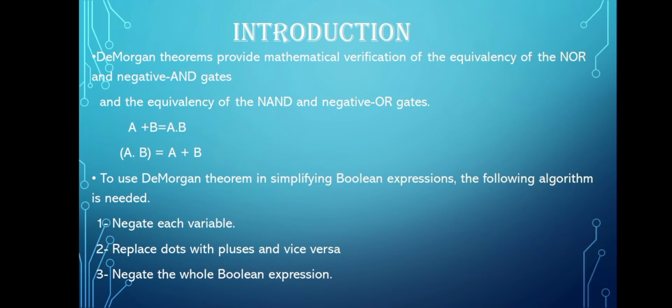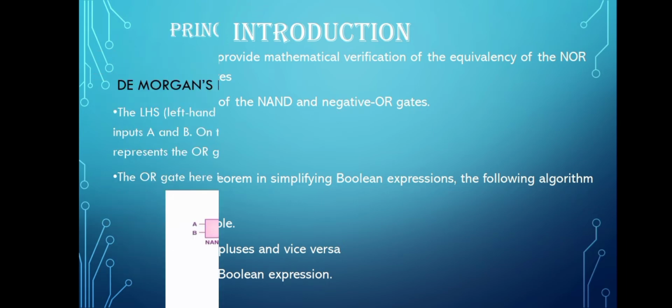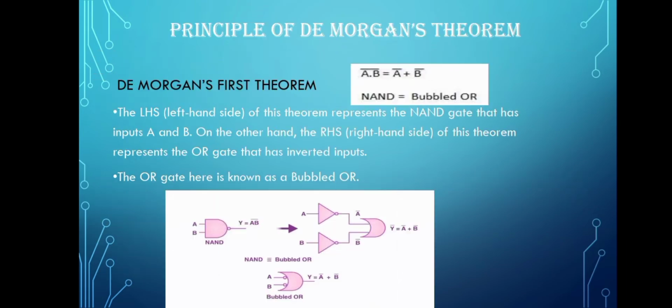To use De Morgan's theorem in simplifying a Boolean expression, the following algorithm is needed. Number 1. Negate each variable. Number 2. Replace dots with plus and vice versa. Number 3. Negate the whole Boolean expression. Further, let me explain the principle of De Morgan's theorem.